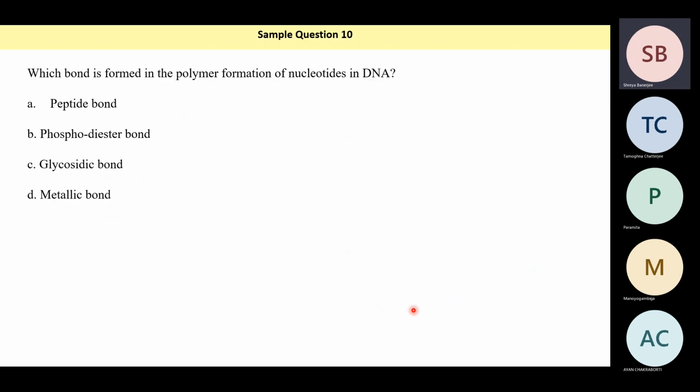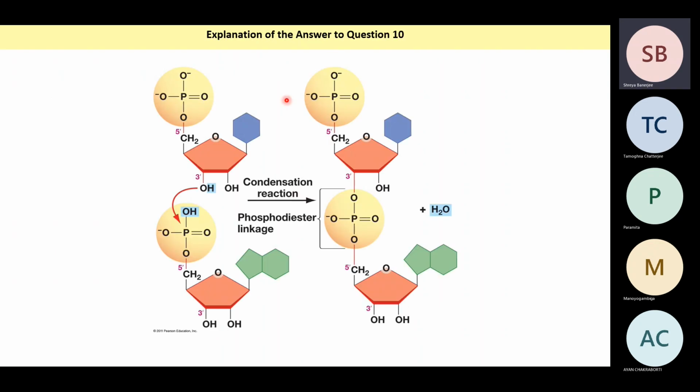Another question is which bond is formed in the polymer formation of nucleotides in DNA. Phosphodiester bond. Yes, that's a phosphodiester bond. As you learned, the 3' OH and the OH of the phosphate group do a condensation reaction, so the water is removed, and this is called a phosphodiester linkage.